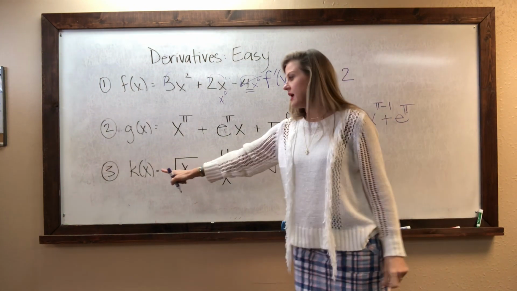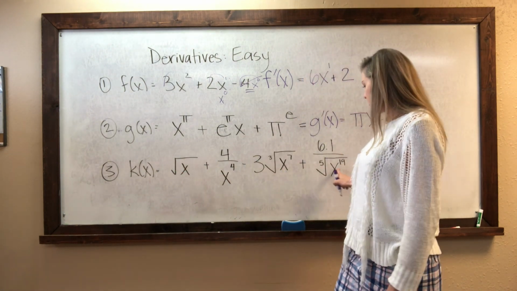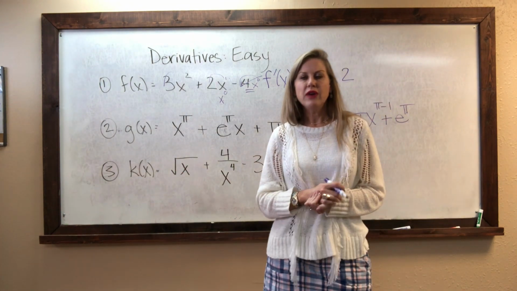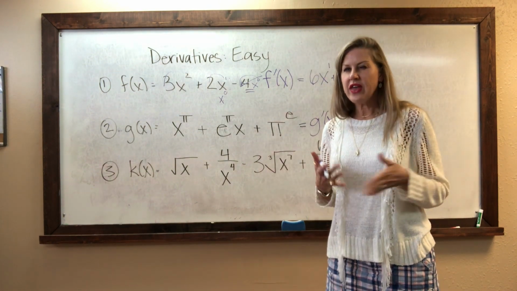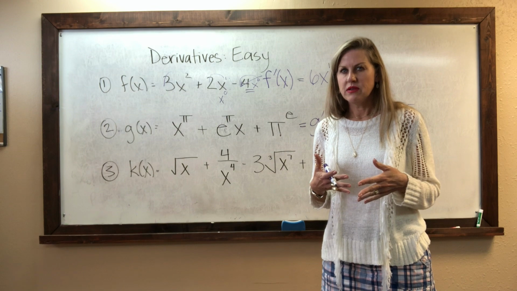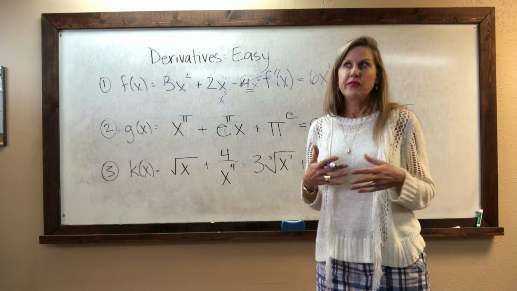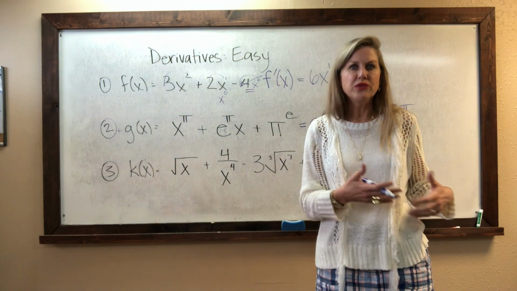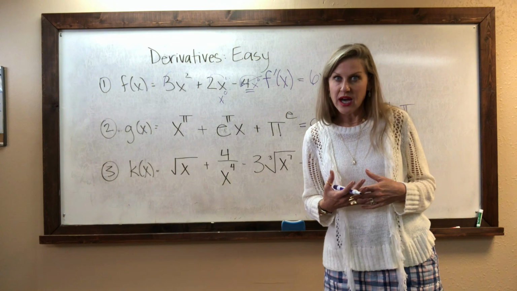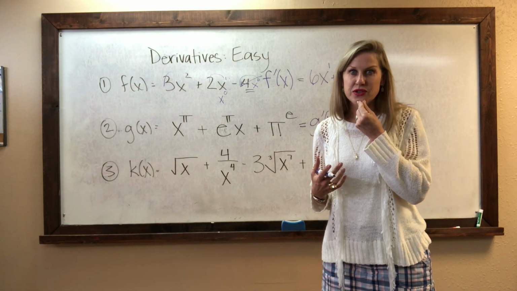Lastly, I have k of x, and I have all kinds of variables under radicals and in denominators, and that's okay. They are all still drop and flops. They're dressed up to look scary. They're not a wolf in sheep's clothing, they are a sheep in wolf's clothing. They look scary, but they're really not. It's just a sheep when you take its costume off. So I have to do some pre-calc first.